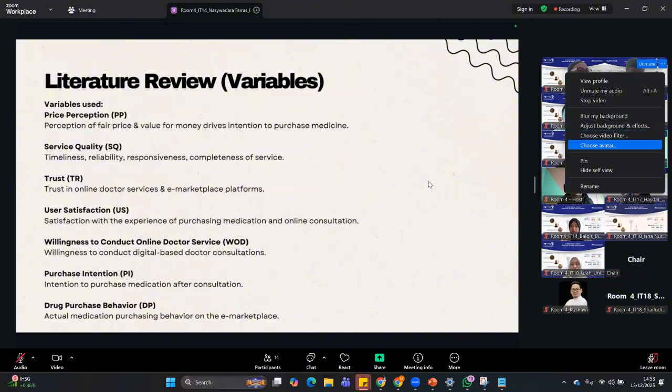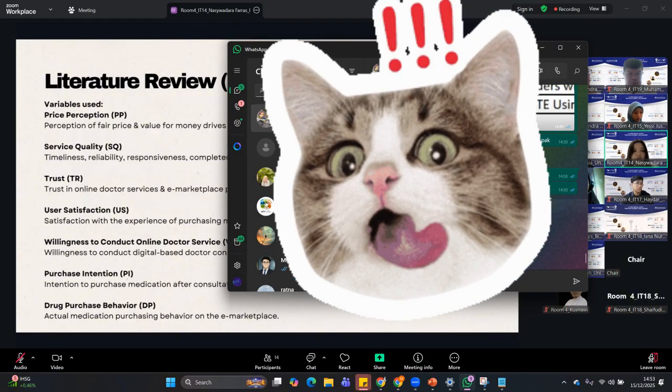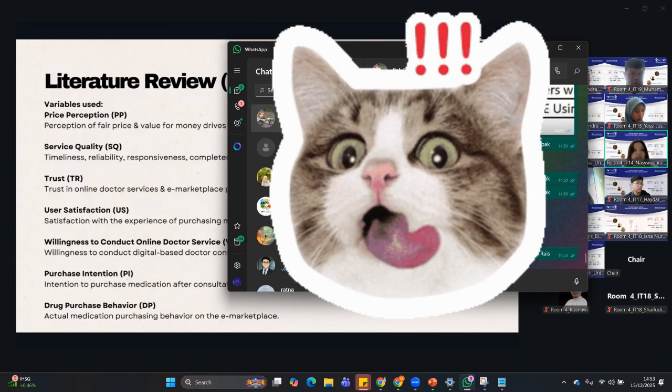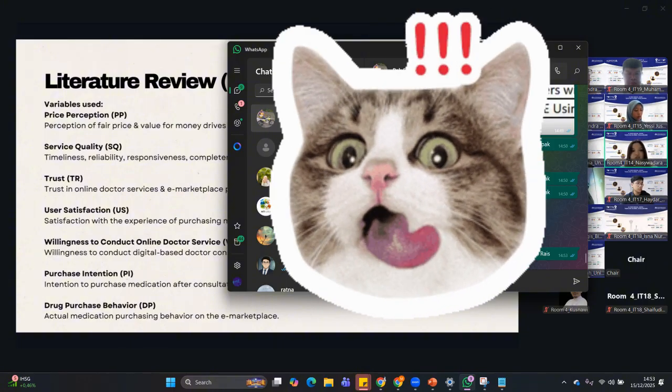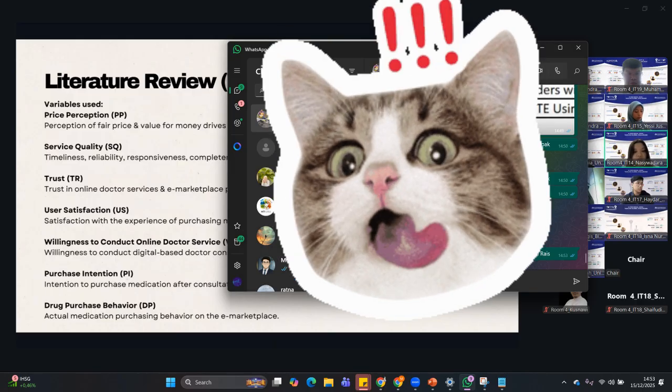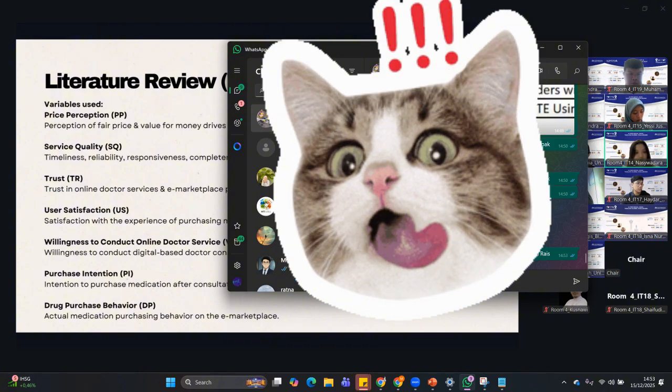So there is a literature review. There are 7 variables that I have used. So there is price perception, service quality, trust, user satisfaction, willingness to use online doctor services, purchase intention, and also drug purchase behavior.